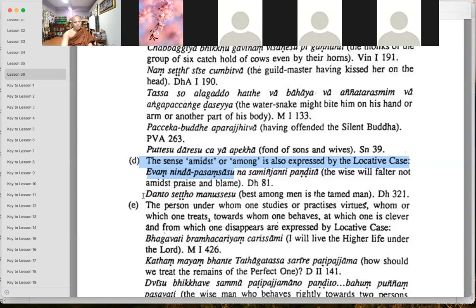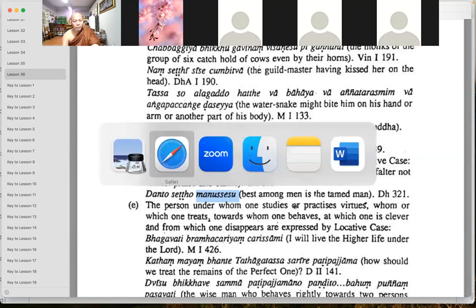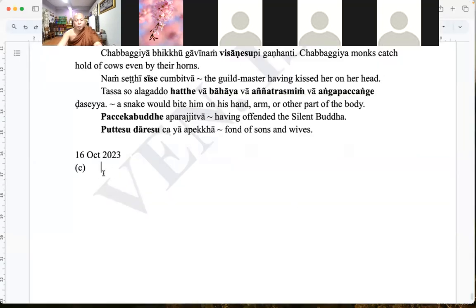And then, dando sito manosisu. Here, manosisu is a physical one. The best among men is the tamed man. The tamed man among men is the best. So in this way, it can also be understood physically. That is a kind of Neidharana, which can also be understood in the genitive case. But here simply, that is just a branch of number A, where, a place.